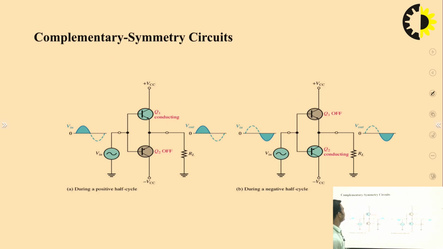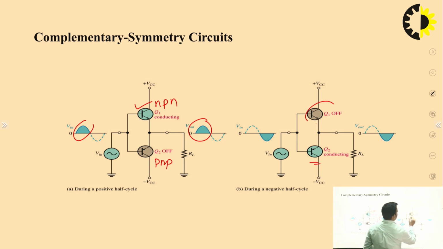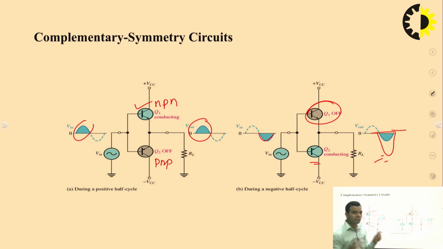This is the complementary symmetry circuit, that means one transistor will be an NPN transistor, another transistor will be a PNP transistor. So for the positive half cycle, this transistor will conduct and you will get output like this. Obviously it will be the amplified output. For the negative half cycle, the PNP transistor will conduct and Q1, that means the NPN transistor, will be in off condition, and you will get output for the negative half cycle, and obviously it will be the amplified output. So this is how you can get the output for the full cycle.